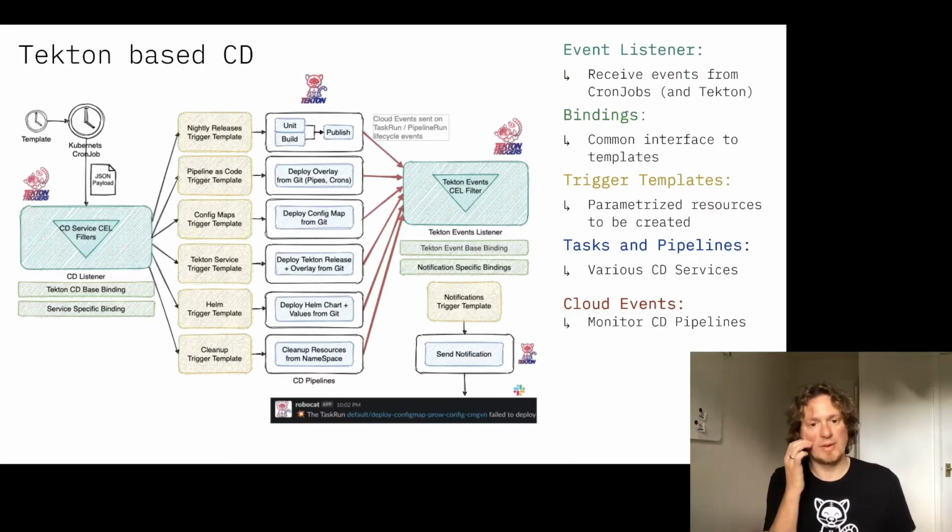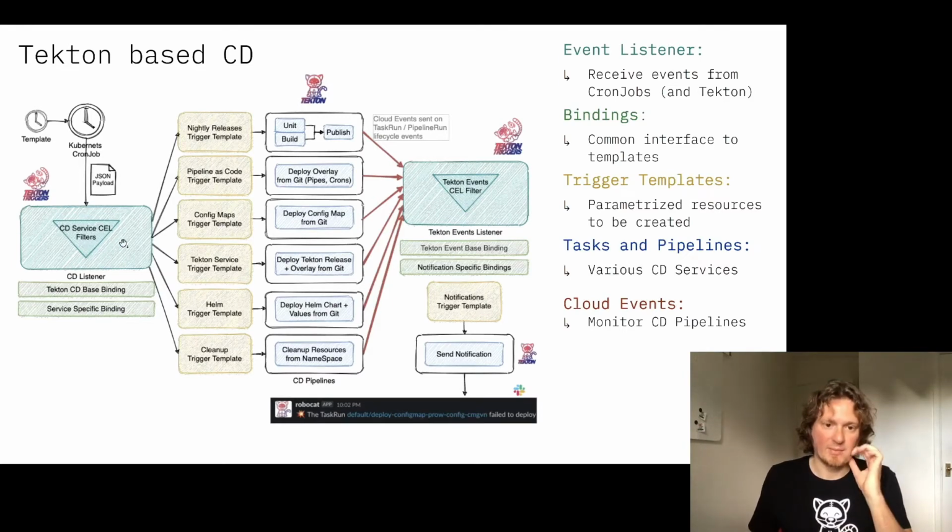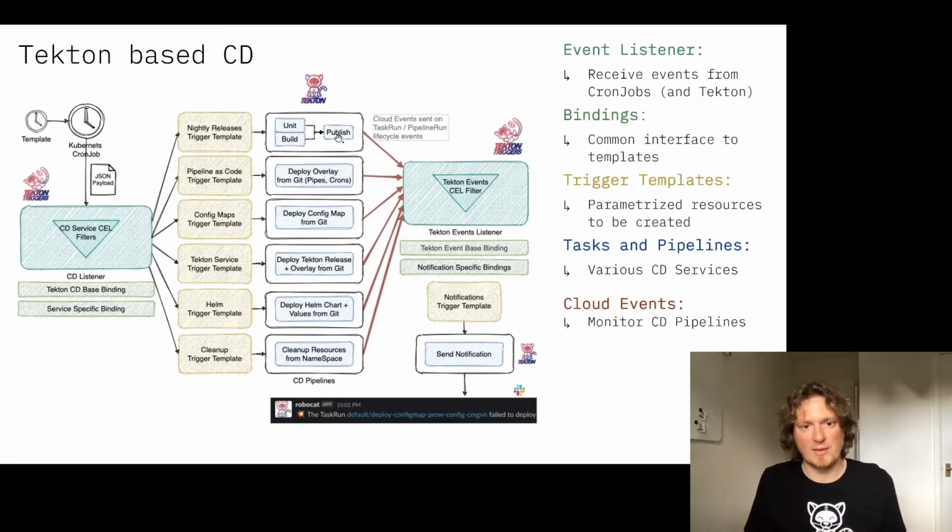So let's dive a bit deeper into the CD pipelines I just talked about. So what do they look like? So the setup is described in this busy diagram, if you will, but let's just deconstruct it and understand what's going on here. So in the middle, you've got the CD pipelines themselves. So the top one, for instance, is about generating nightly releases. So this is a pipeline, and it will run unit test and build test, and finally, if everything goes well, publish the images. And then you have one about deploying pipeline as code, or updating config maps, deploying Tekton services, and so forth.